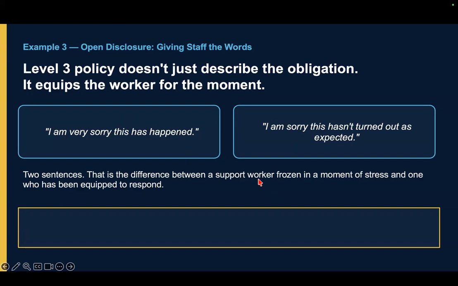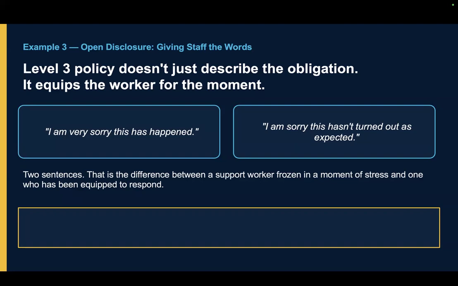So, two sentences. That's the difference between a support worker frozen in a moment of stress when somebody has fallen off a bike and hit their head, or fallen over, or because they weren't given the correct wheelchair, or they weren't given a mobility device, or the support worker didn't know they were in assisted mobility.